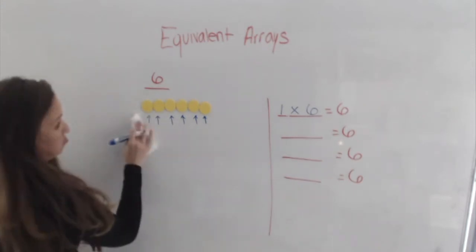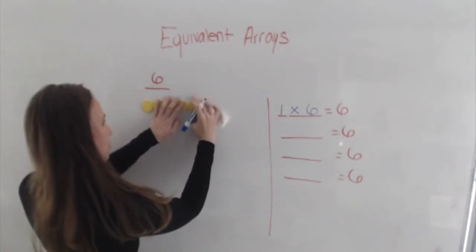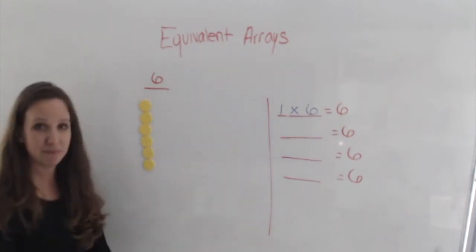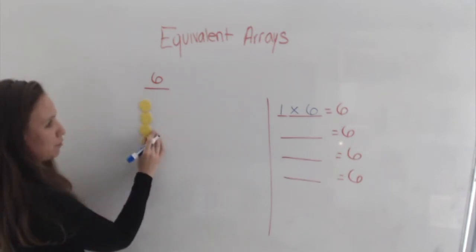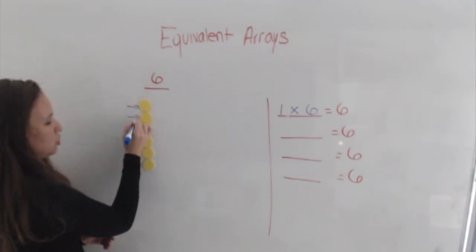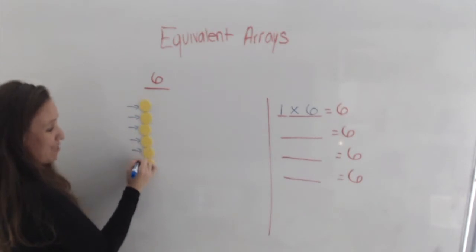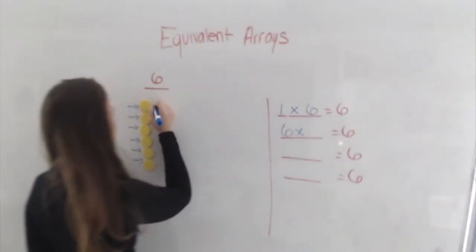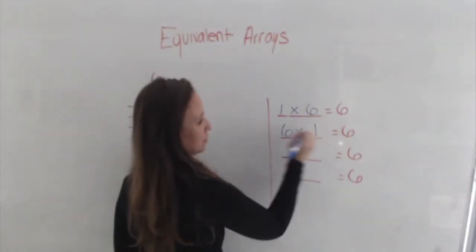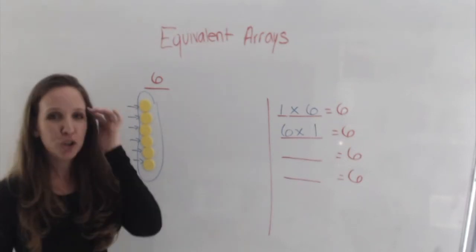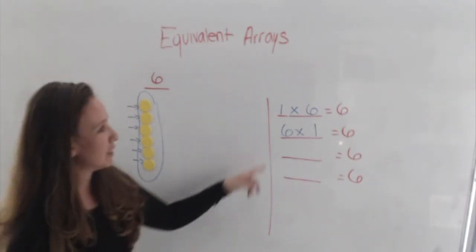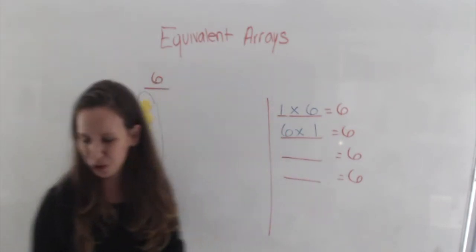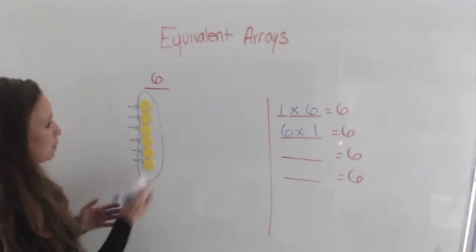Now, another way you could have done it is going up and down. So let's move it this way. Well, now we have 6 rows and 1 column. So whenever you have 2 statements you're looking for, if you figure out one, what do you notice about the other? You're just messing up the order. You're mixing them up. And that's okay. That's what we're supposed to do.